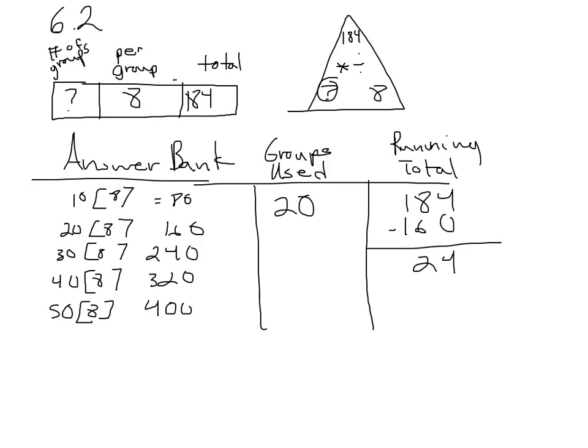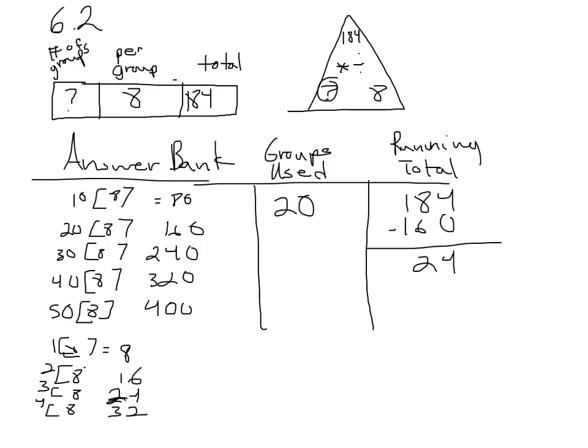I go back to the top and I say, oh, I have 10 groups of 8. That's 80. Way too big. So I'm going to start back with 1, 2, 3, 4. Now I have to add to my answer bank. 1 group of 8, 2 groups of 8, 3 groups of 8, and 4 groups of 8. 1 group of 8 is 8, 16, 24, and 32.